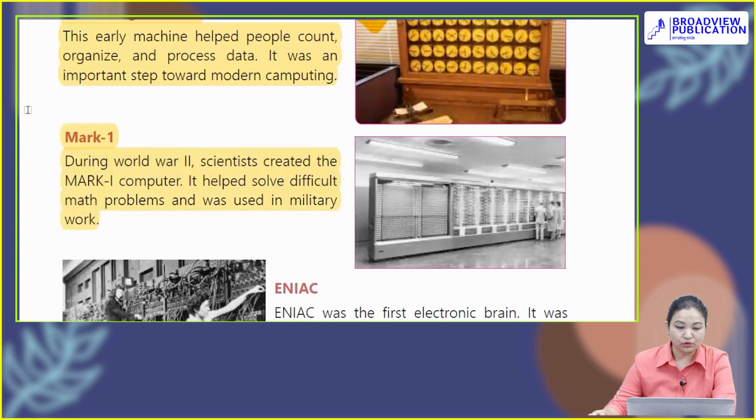Next is Mark I. During World War II, scientists created the Mark I computer. It helped solve difficult math problems and was used in military work. Now you can see this was Mark I. It was huge in size, and during the World War it was used by scientists.